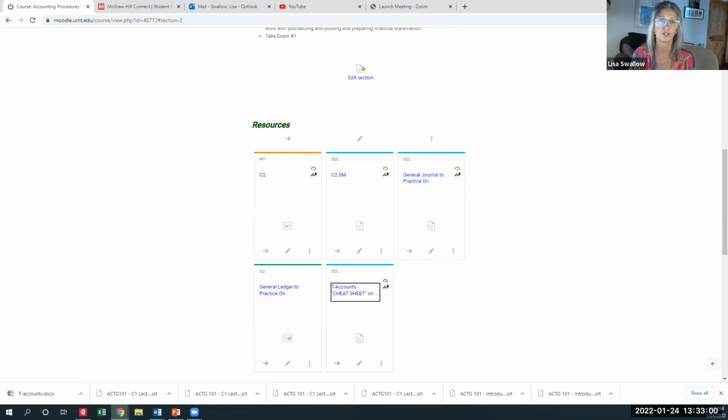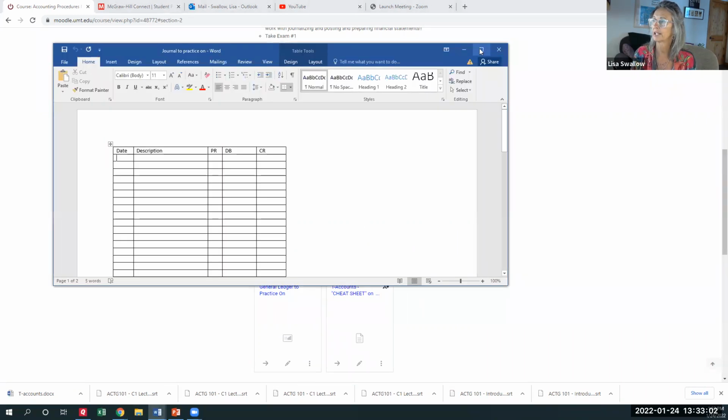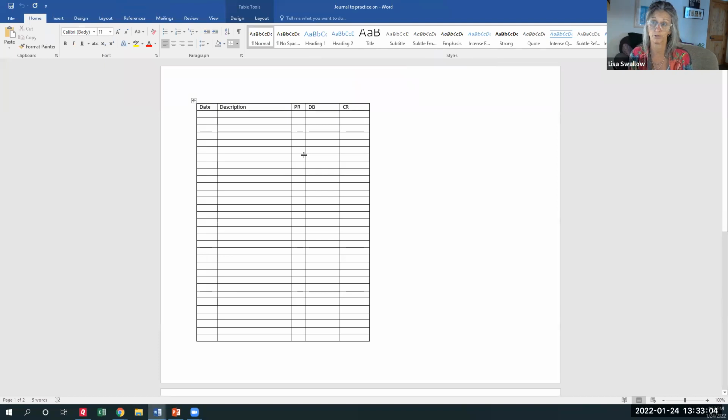So in your shell, again, I have loaded a document that says General Journal to Practice On. So this is a Word document, but again, at this point right now, this will help you. I want you to take out a piece of paper and make a general journal. 5 columns we just looked at, right? Date, description, posting reference, debits, and credits. And we are going to turn to your book to exercise 2-15.